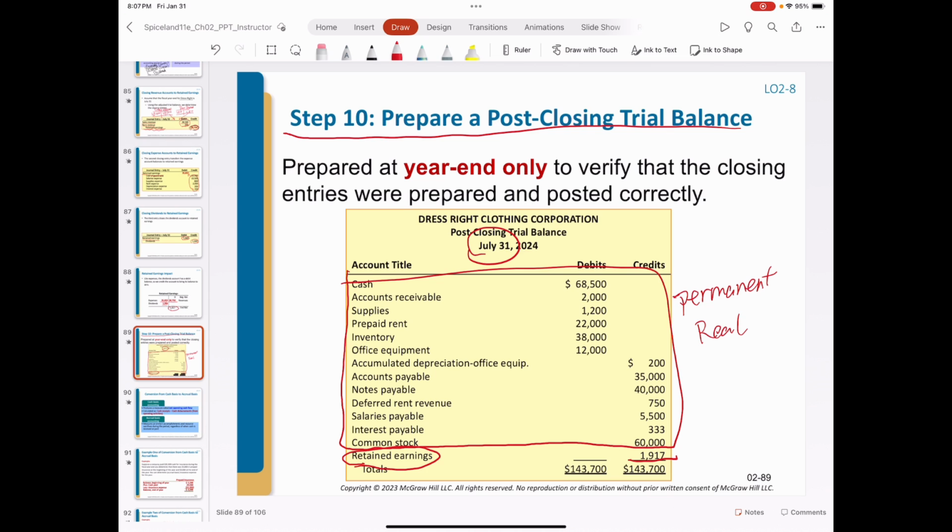That's pretty much about chapter 2, the accounting cycle. How to start from transaction analysis to financial statements, and then we close all the temporary accounts and prepare for the next accounting cycle.